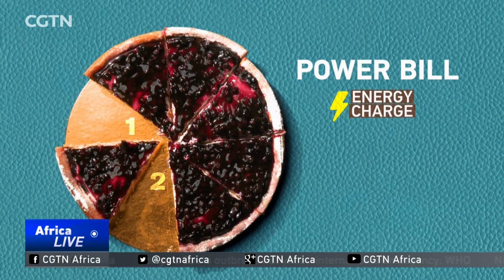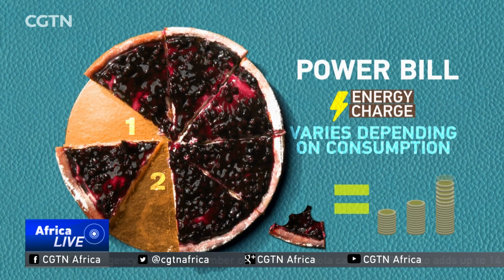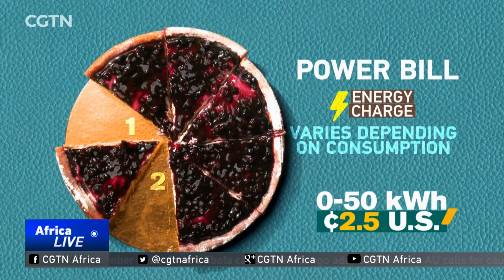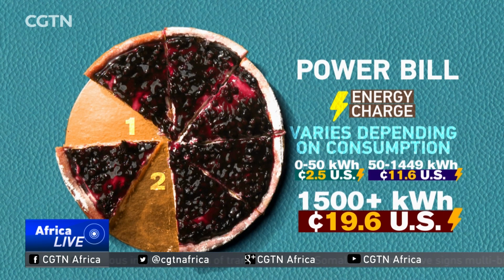Next, the energy charge. Now that varies depending on how much you consume. The more of the slice you do consume, the more it costs you. The first 50 units just cost you 2.5 US cents each. The next 14.49, 11.6 US cents. Anything past that, nearly 20 cents a unit.